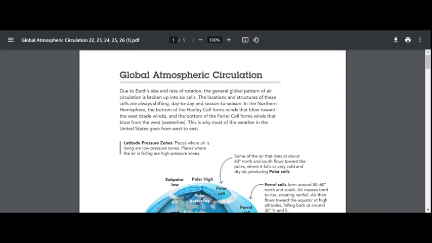In the northern hemisphere, the bottom of the Hadley cell forms winds that blow towards the west, trade winds, and the bottom of the Ferrel cell forms winds that blow from the west, westerlies. This is why most of the weather in the United States goes from west to east.